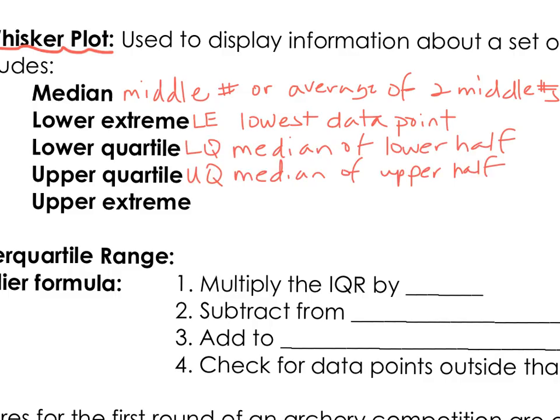The next 2 data points to calculate are the upper and lower quartiles. The lower quartile will actually be the median of the lower half of your data once you determine where your median is. The upper quartile will then be the value that's the median of the upper half of your data. Last but not least, we need that upper extreme. And like lower extreme, just on the opposite end, that is the highest data point.